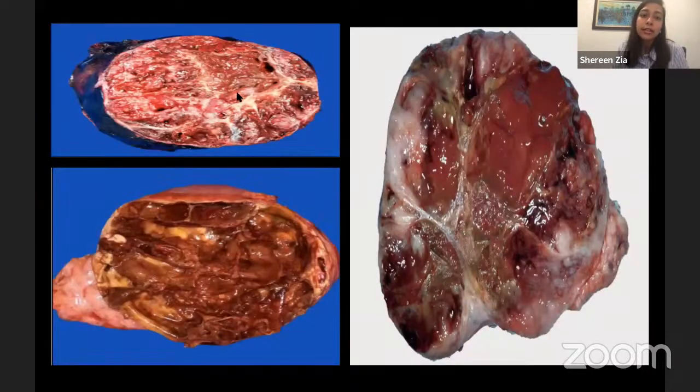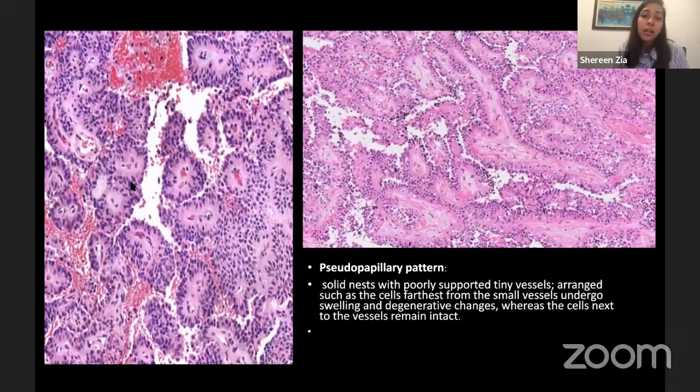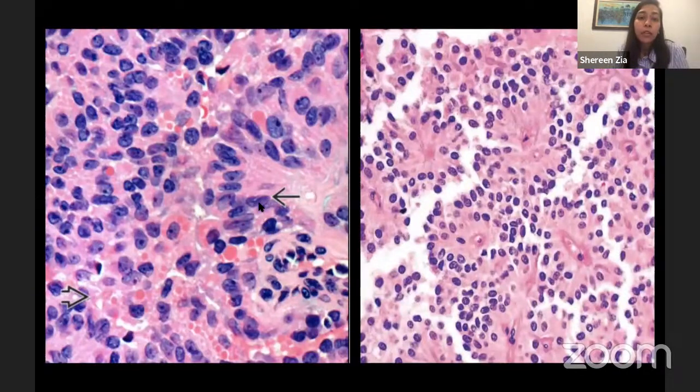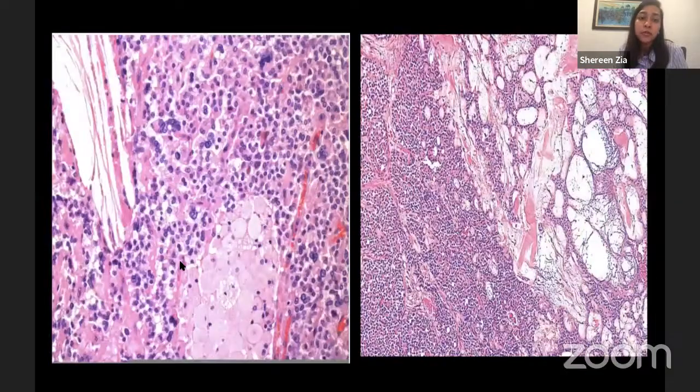And on gross, these cystic lesions can be hemorrhagic and cystic as seen over here. And this is a pseudopapillary pattern of them. They are solid nests with poorly supported thin vessels as seen over here. And the farthest cells, like I mentioned before, can undergo some degenerative changes, where the cells that are nearer the vessel are more intact. So those nuclei can have some grooves in them as well as seen over here, the nuclear grooves, and the degenerative changes are seen in these images.